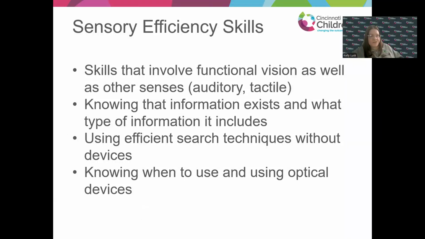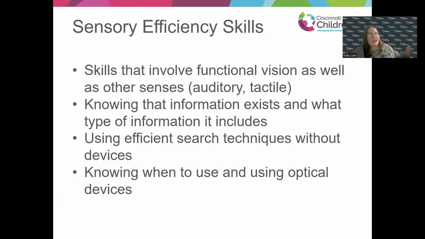We talked about the functional vision and sensory efficiency, knowing that information exists. A lot of times our kids with CVI are going to have issues with their distance vision. So if they don't know that there's something out there to be seen or to be accessed, then they're not going to look for it.